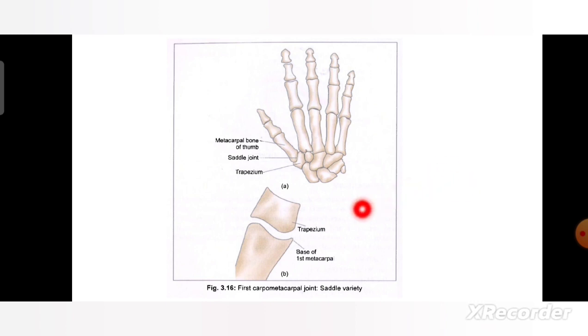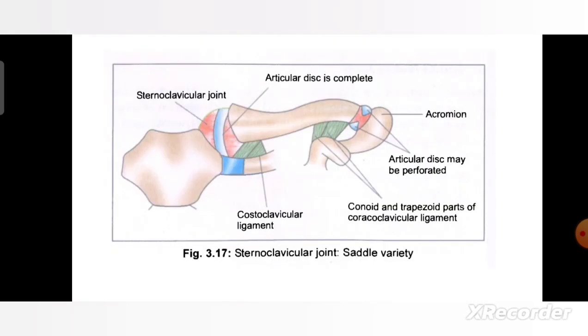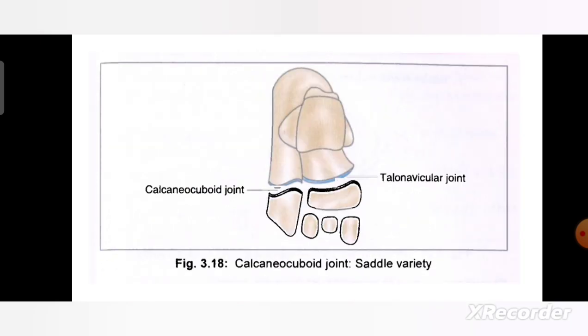The first carpo-metacarpal joint, that is joint between the trapezium and the first metacarpal bone, is a type of the saddle joint. Sternoclavicular joint is also an example of the saddle joint, which is a joint between the sternum bone and the medial end of the clavicle. Calcaneocuboid joint is also a saddle variety, that is reciprocal concavo-convex surface.